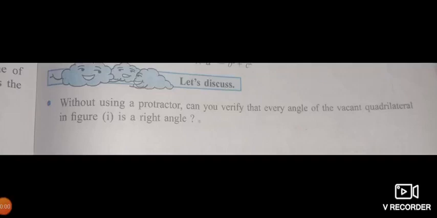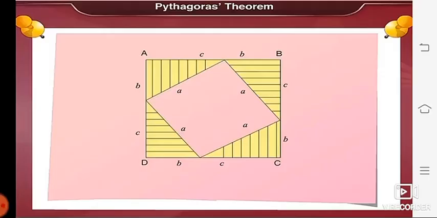So now let us discuss, without using a protractor, can you verify that every angle of the vacant quadrilateral in figure 1 is a right angle? So now on the screen we are having figure 1. The uncovered portion in the center is a square with each side A units. Yes. So they are asking us to verify that every angle of this quadrilateral is a right angle.